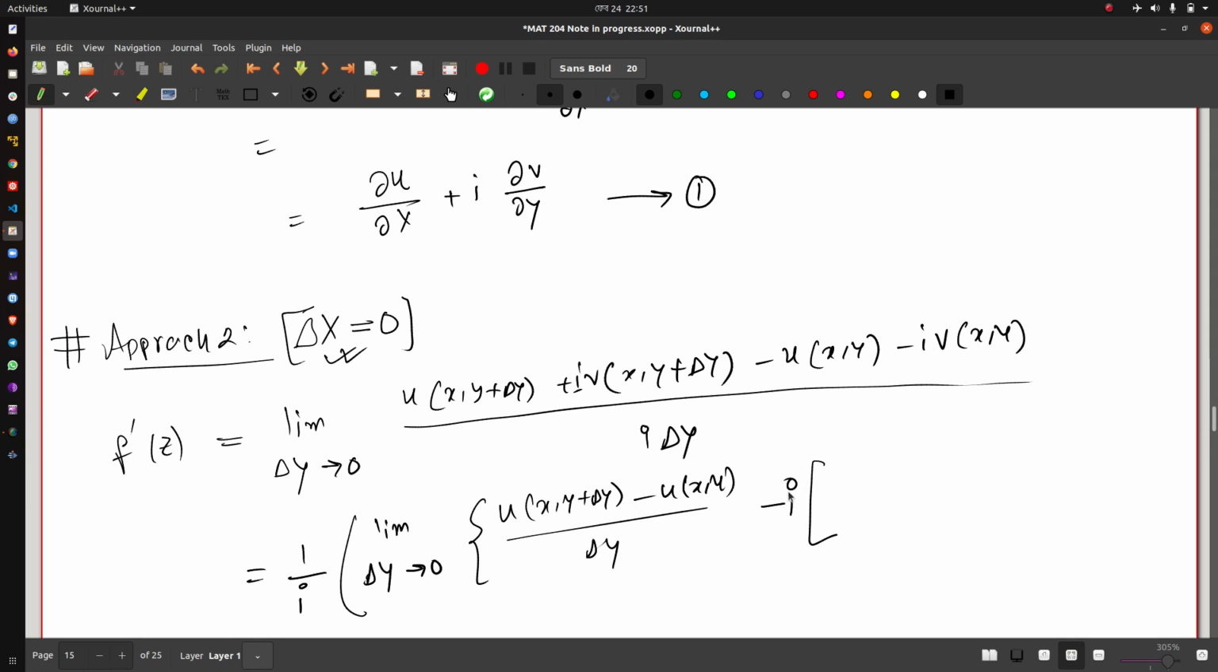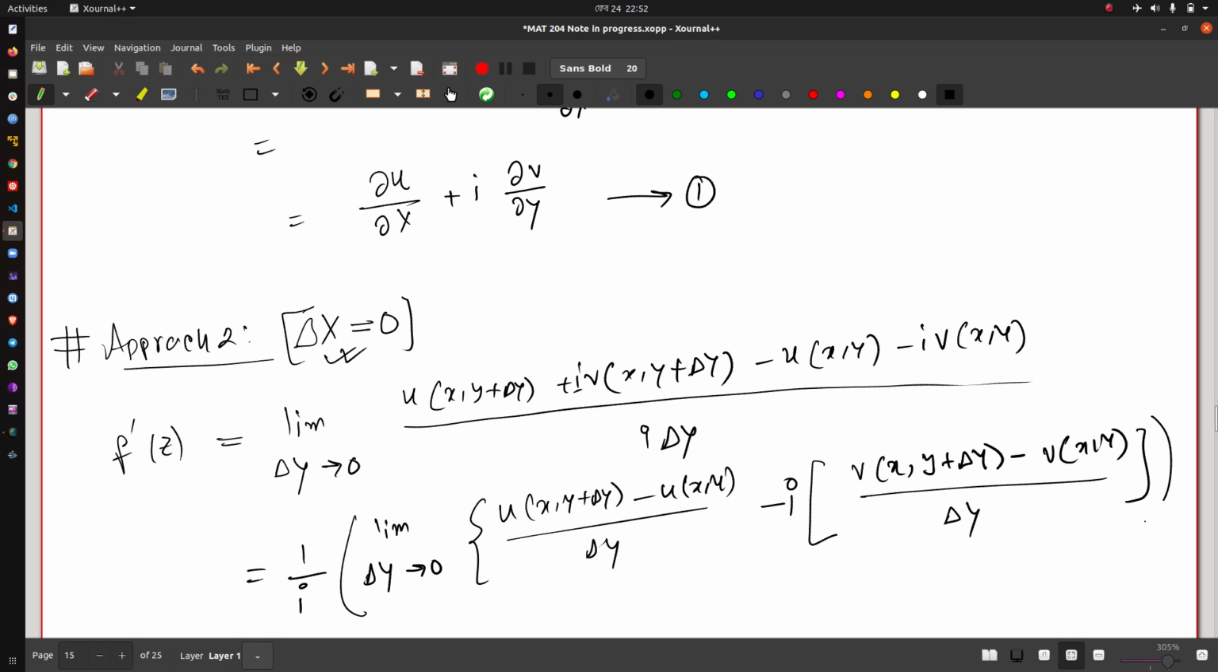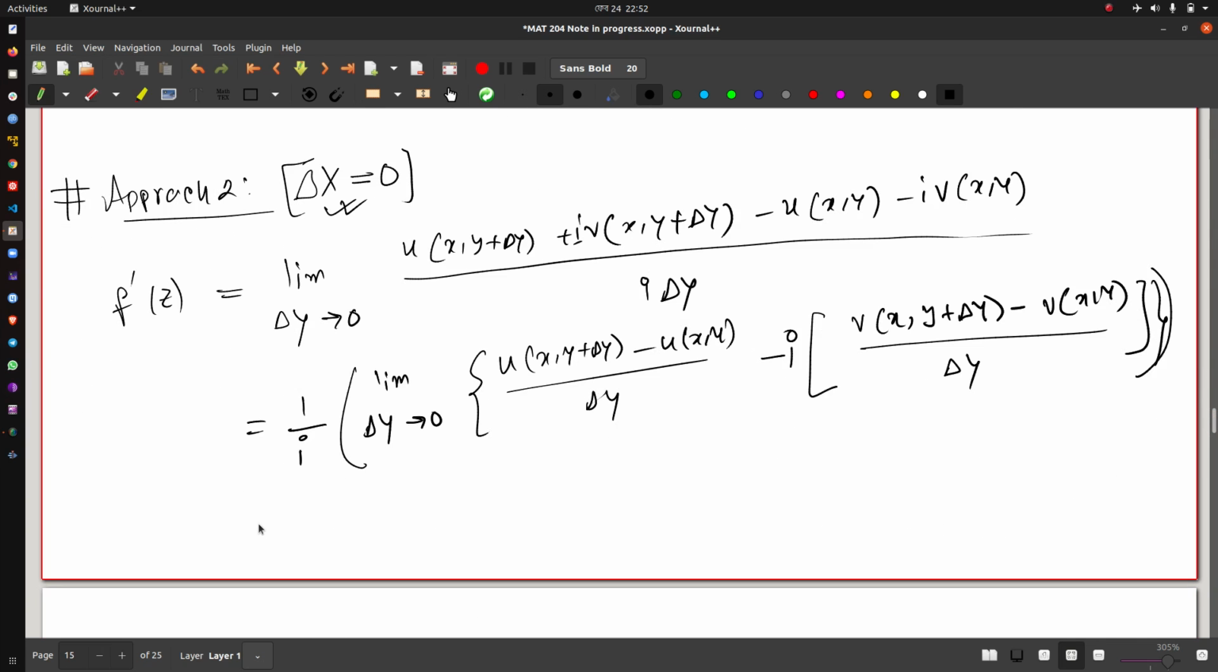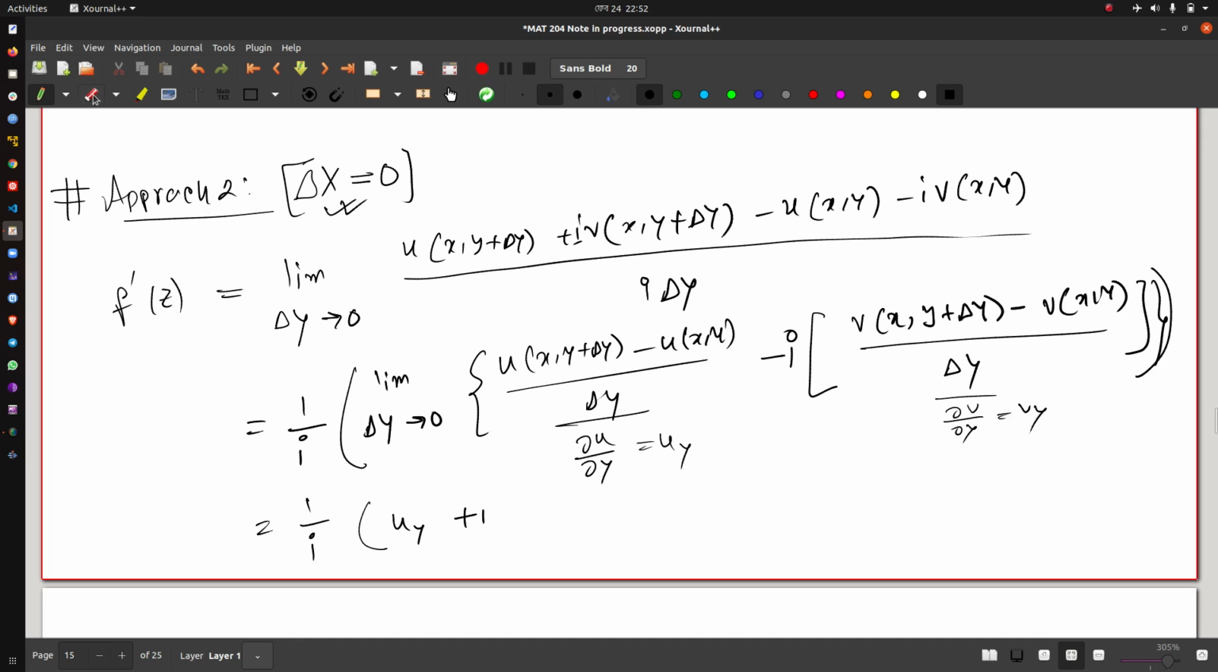and you can take an i as well. That means you can factor out an i as well. So this is v of x, y plus del y minus v of x y over del y, and yeah, that's pretty much it. So you can keep this 1 upon i, and this is again du by del y, the definition of partial derivative, and this is dv by dy, or uy, vy. So this is 1 upon i times u y plus, sorry, it shouldn't be plus, it's minus i vy.